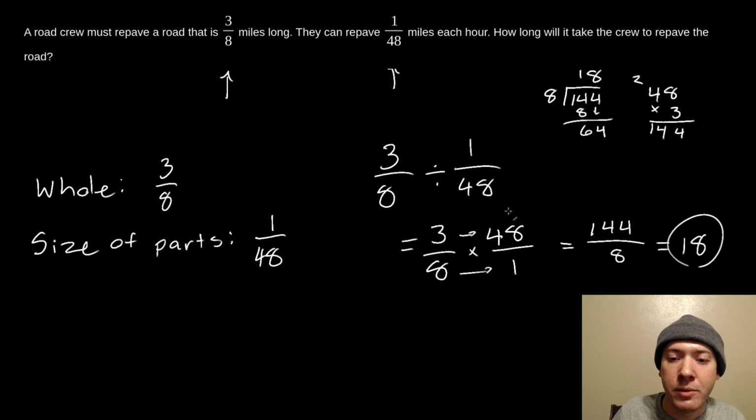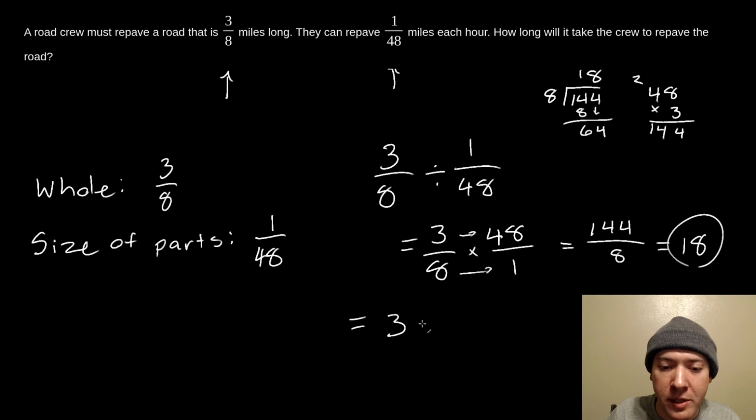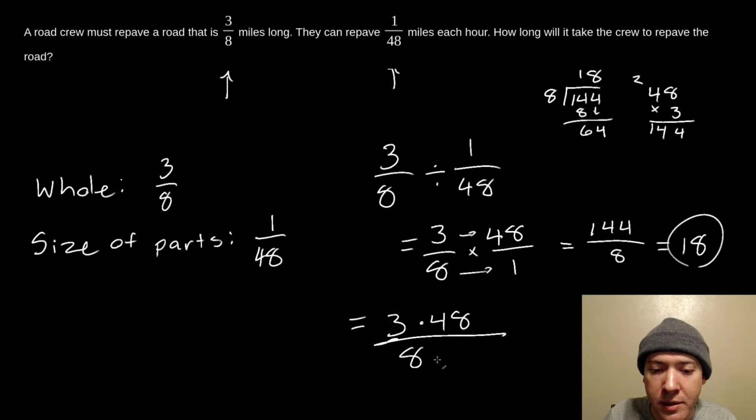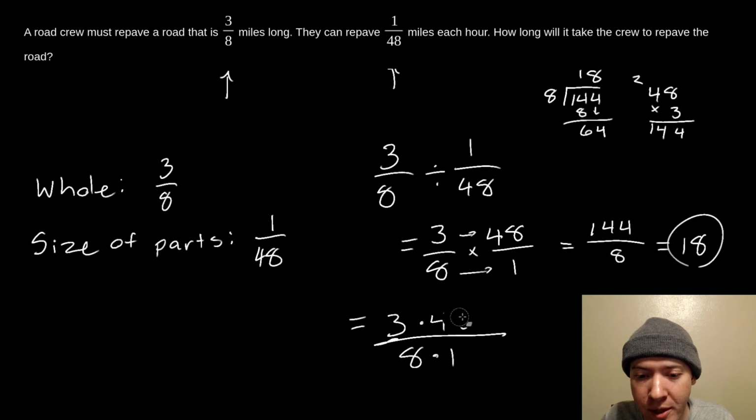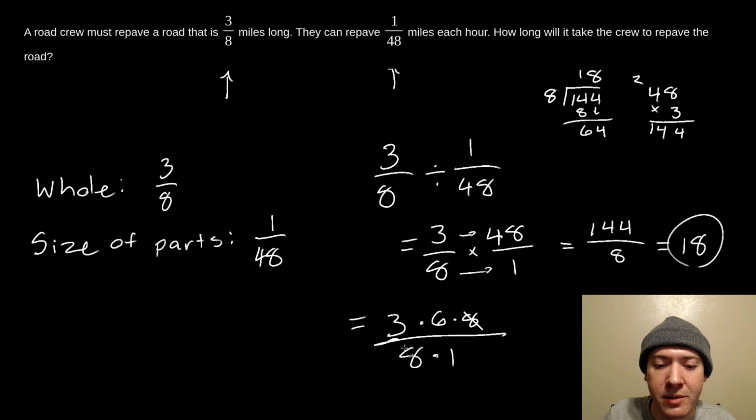Now, the other way to do this multiplication here would be to notice that we have a common factor of 8 on the top and the bottom of both of these fractions. Let me rewrite this down here. This would be the same as 3 times 48 over 8 times 1. And we can cancel an 8 from the top and the bottom. 48 is a multiple of 8. 48 is 6 times 8, right? I could rewrite that 48 on the top as 6 times 8, and then we can cancel out the 8s.